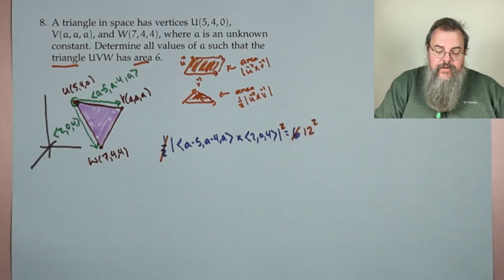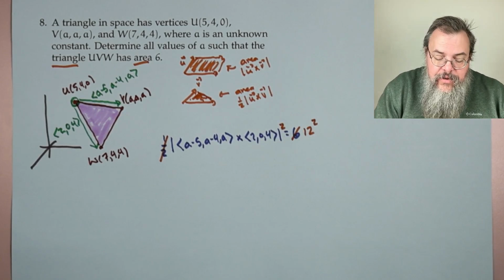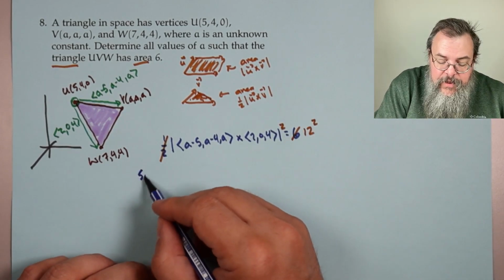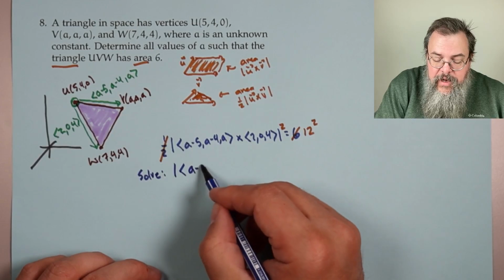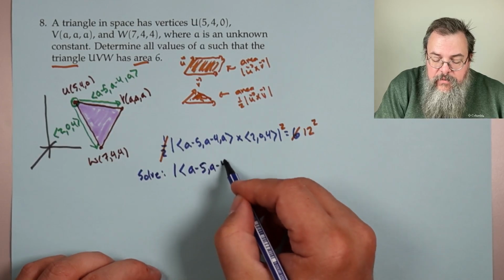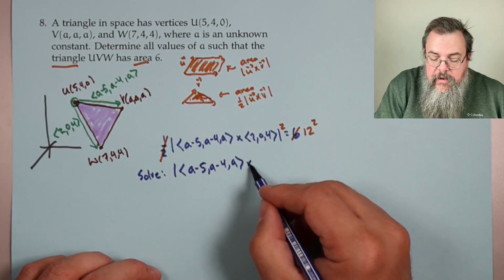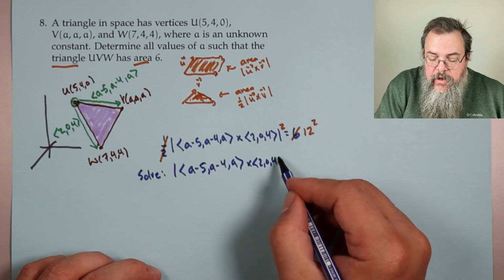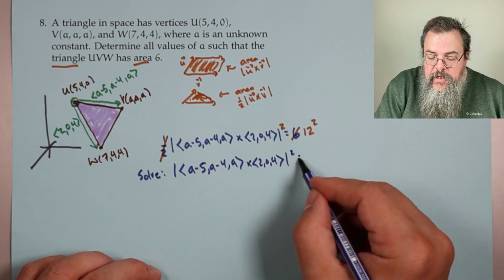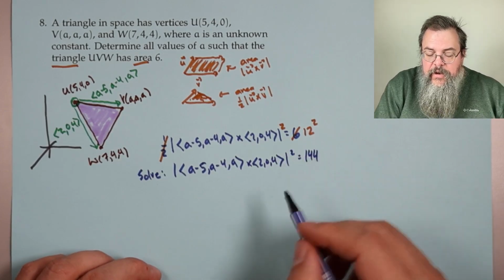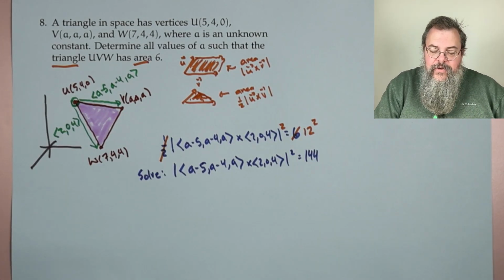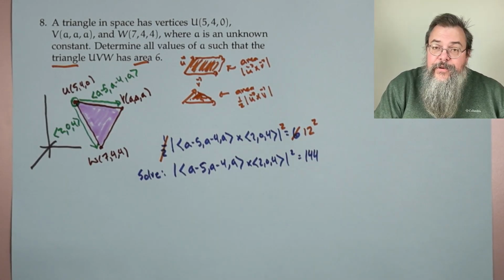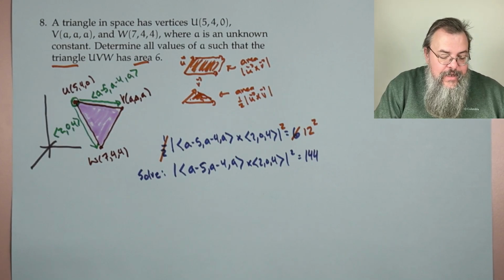All right, so what we really need to do is solve the following. When does the magnitude of (a minus 5, a minus 4, a) cross (2, 0, 4) squared equal 144? Okay, so this is our equation to solve. So let's go and do this cross product. We're going to need to do it.